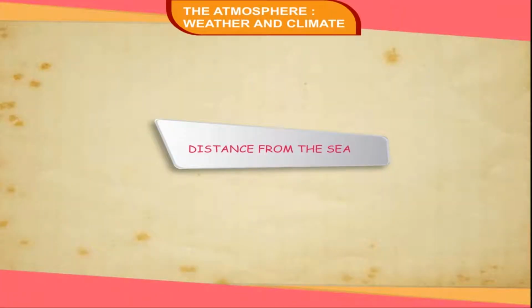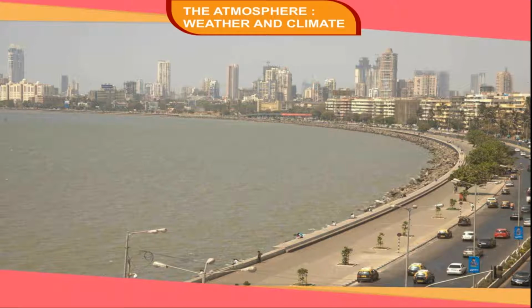Distance from the sea. The places near the sea or any large water body never experience extremes of temperature. They always remain mild or moderate. Such a climate is called maritime. The places that are away from the sea experience extremes of temperature. These places have a climate called continental or extreme. For example, Mumbai has a maritime climate while Delhi has a continental climate.